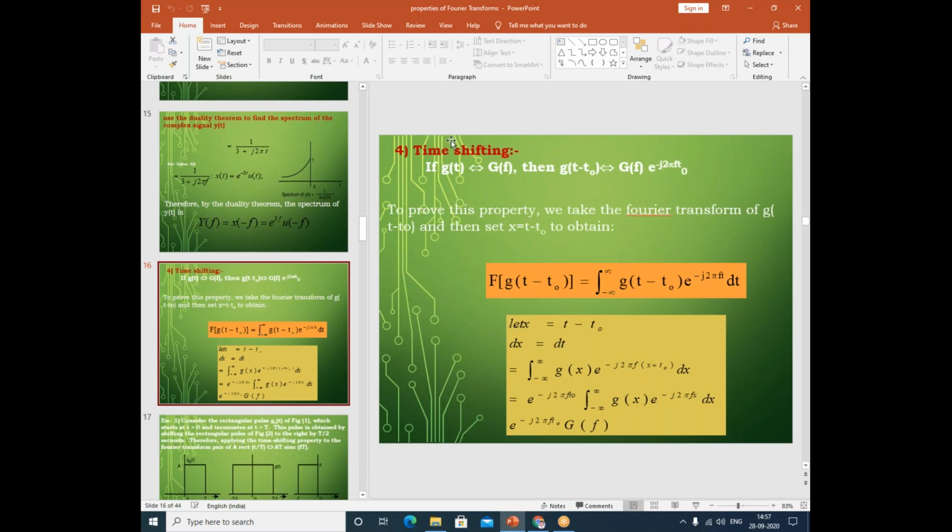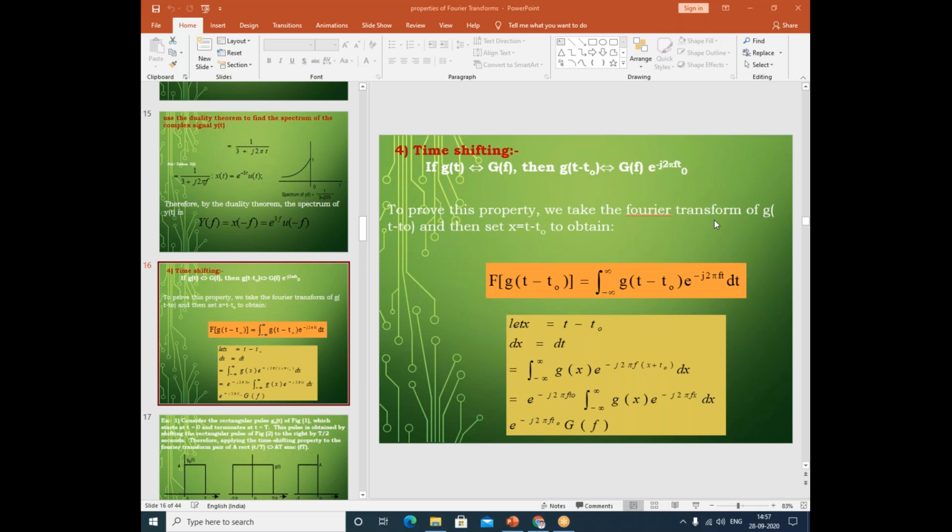Now, if you see this time shifting property, we discussed in the last class, if the Fourier transform of g of t is G of f, or the inverse Fourier transform of G of f is g of t, then the Fourier transform of g of t minus t naught is G of f into e power minus j 2 pi f t naught. Please try to understand. Here this G of f is nothing but the Fourier transform of this g of t, and this exponential term is multiplied with this t naught.